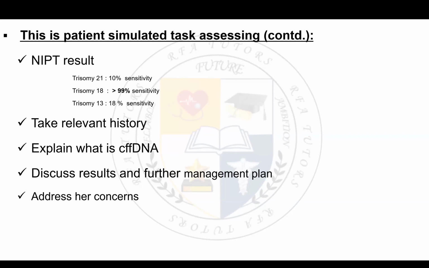Please open up your notebooks and write it down for yourself: no cheerful statements in the breaking bad news station.